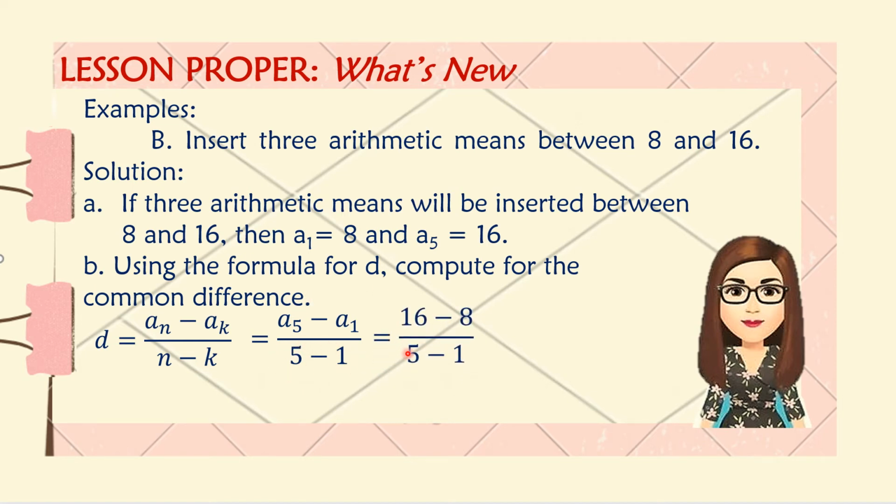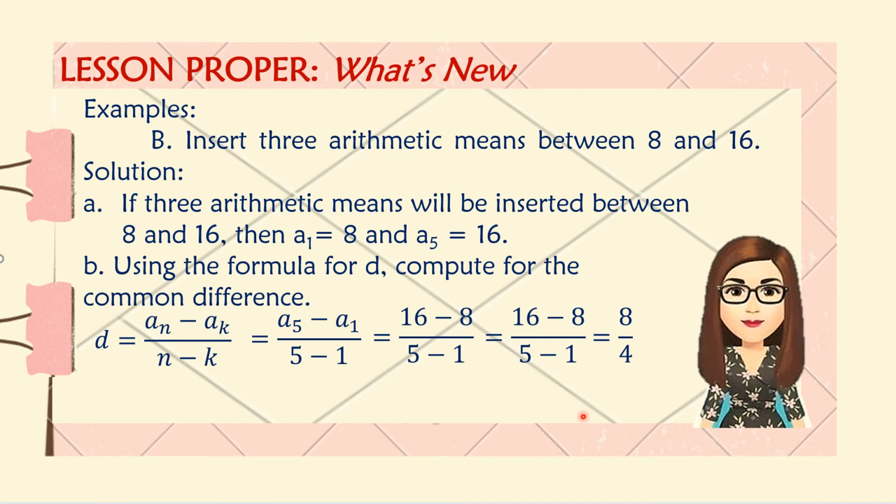Okay, so yung term, kung pang ilan sila. Okay, so we have, ang A sub 5 natin ay 16. Ang A sub 1 natin ay 8. So we have 16 minus 8, all over, yung term, pang ilan si 16, pang 5th term, pang ilan si 8, pang 1st term. Okay? So, clear tayo dun na. So, we have 16 minus 8 over 5 minus 1.